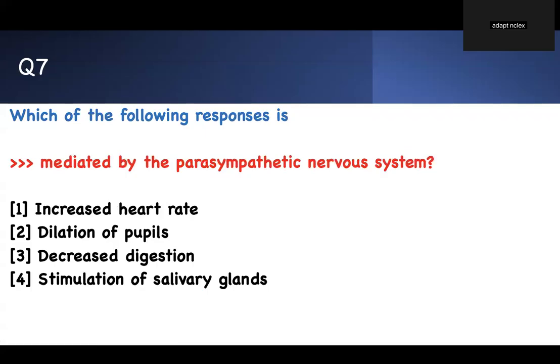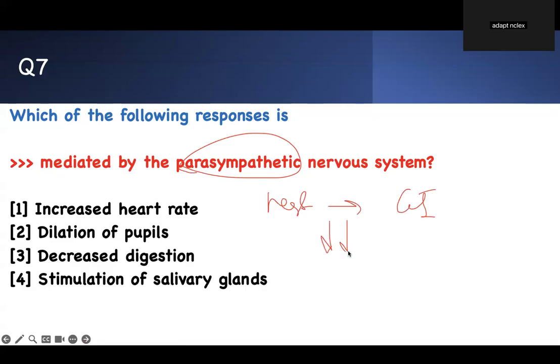Which of the following responses is mediated by the parasympathetic? This is also easy to remember. Parasympathetic means you are at rest and it's good for your GI tract. That means everything should be going down. There are a few things that go down and a few that go up, but the best thing to remember is rest and good for the GI. Therefore, it makes the GI act faster and makes the rest of the body rest.